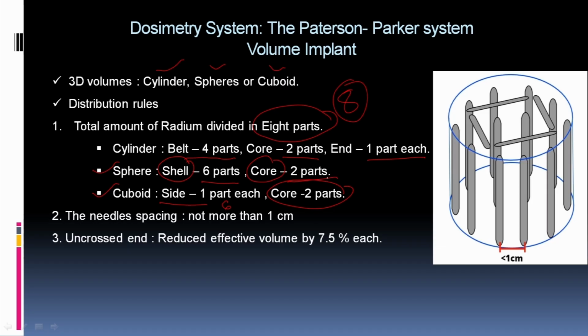So, this is the distribution rule for the regular type of volume implant. Regular type means cylinder, sphere or cuboid. And again the needle spacing should not be more than 1 centimeter. And for an uncrossed end, the effective volume will be reduced by 7.5% for each uncrossed end. Here you can see this end is crossed and this end is uncrossed. So, we need to reduce the effective irradiated volume by 7.5% for each end.